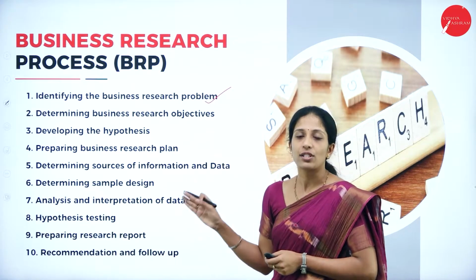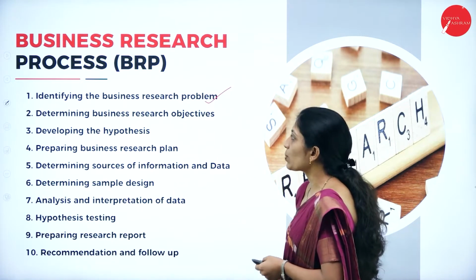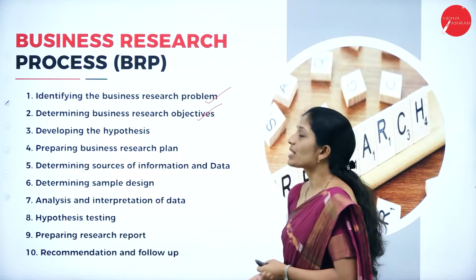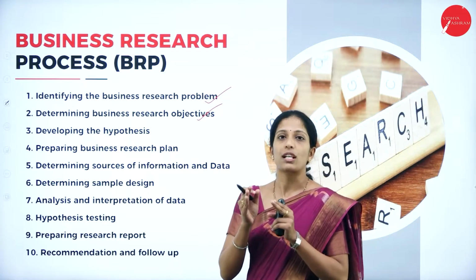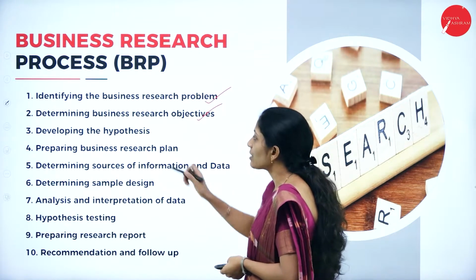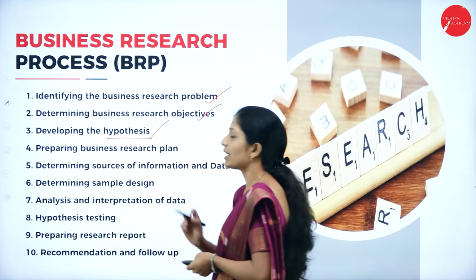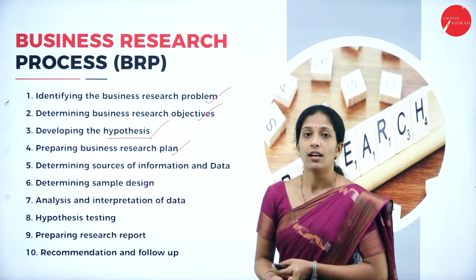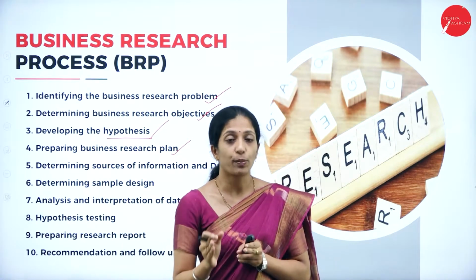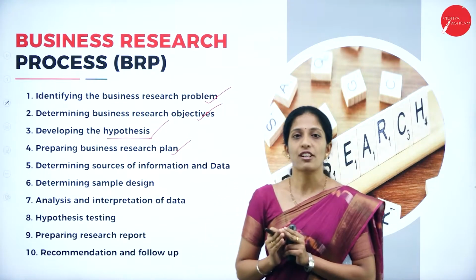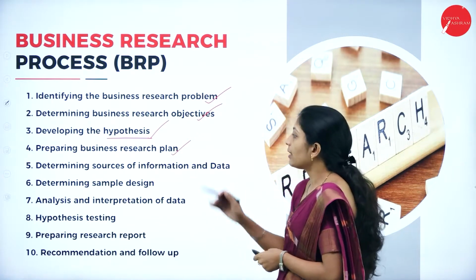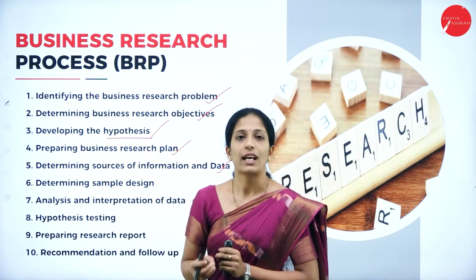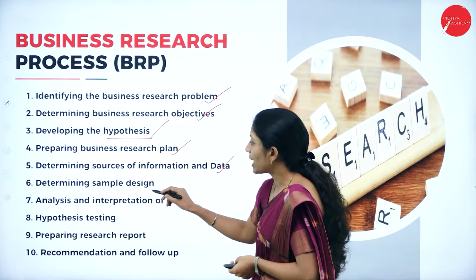There are 10 steps in the business research process. The first one is identifying the business research problem. The second one is determining business research objectives. So, we have to determine what the objective is. The next one is developing the hypothesis. I will discuss in detail what this hypothesis is. The next one is preparing the business research plan. You know, for each and every activity which has to be conducted, there should be a proper plan. In research also, we have to make a plan. The next one is determining sources of information and data, that is, from where we have to collect the data. The next one is determining the sample design.